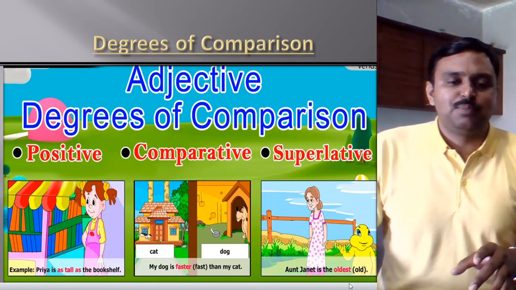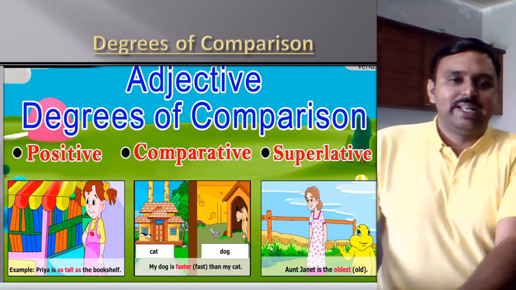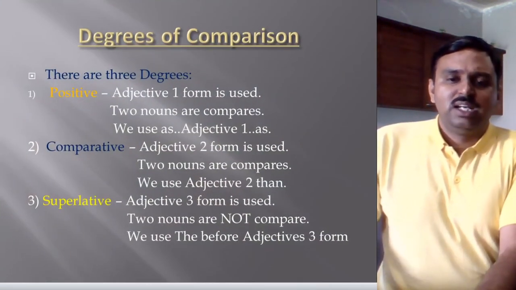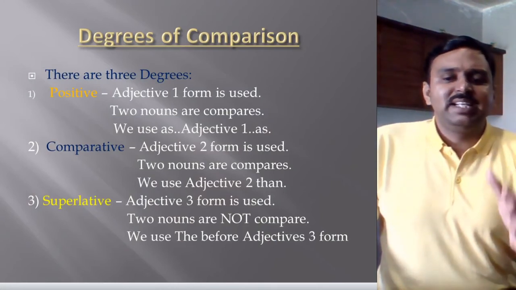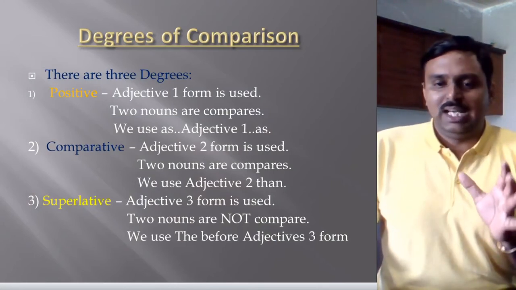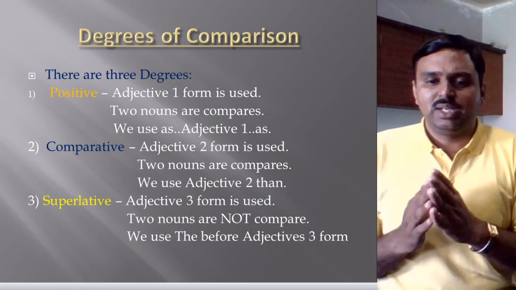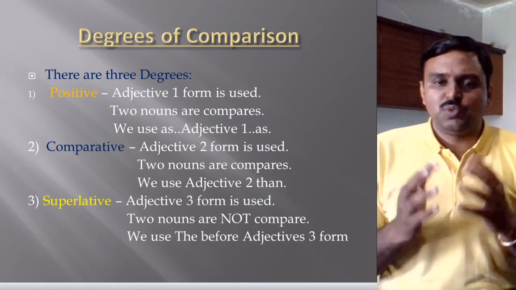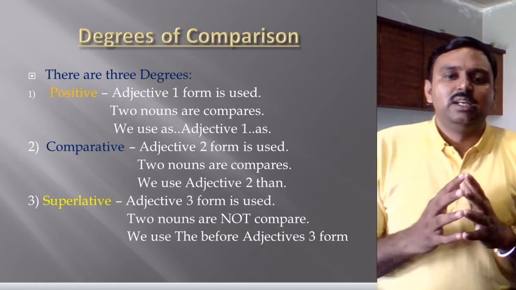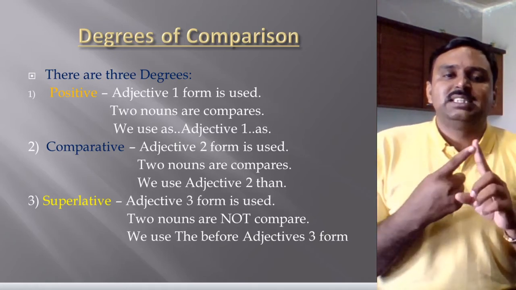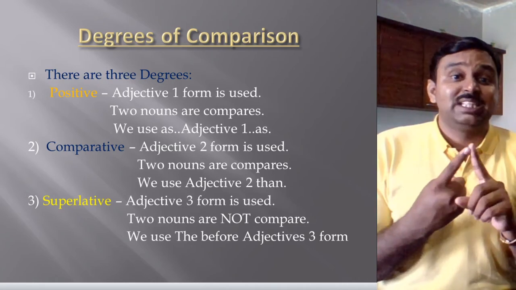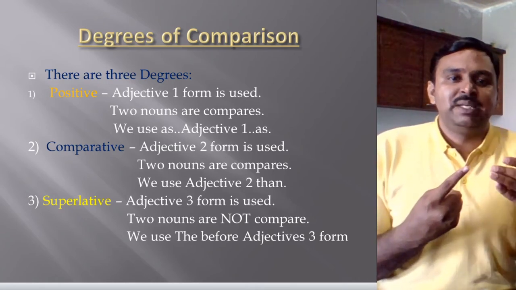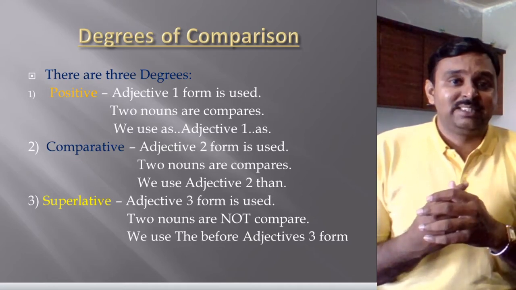I hope the basic points are clear to you. Let's go for our next point. Now in this, what do we observe? Actually these 3 degrees have some basic rules, and we need to remember that. Like in the first we have degree positive. So what are the things that are important for it? In the degree positive we use adjective first form only, like clever, tall, big, examples like this.